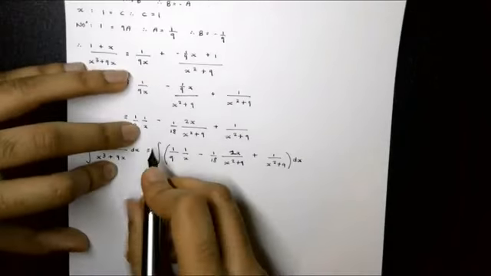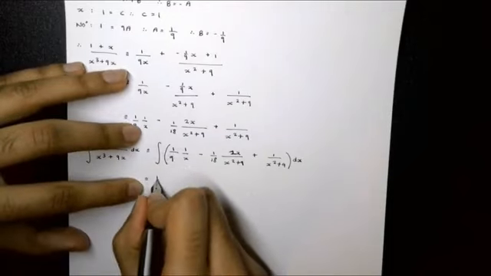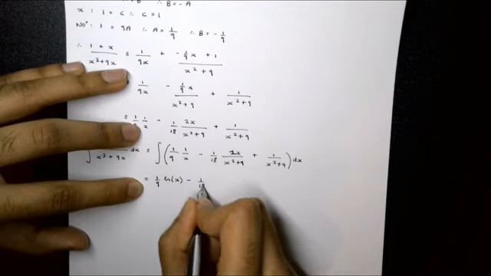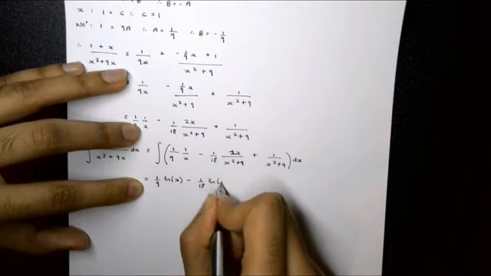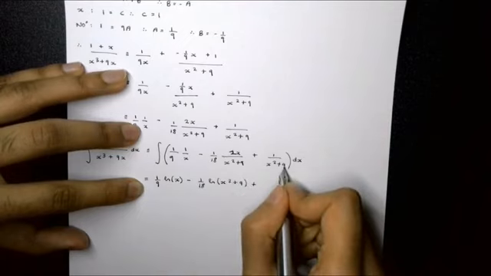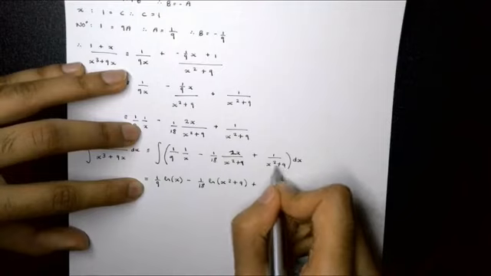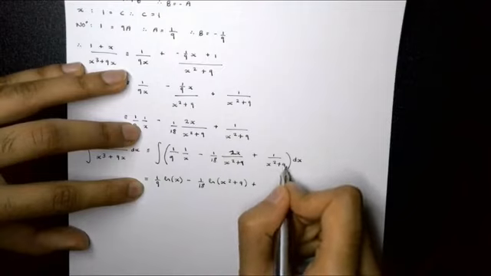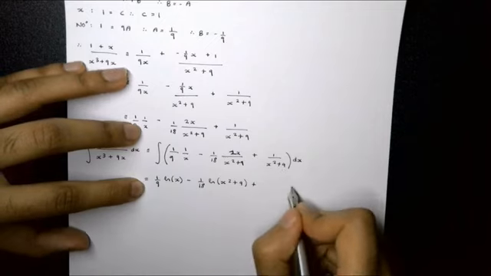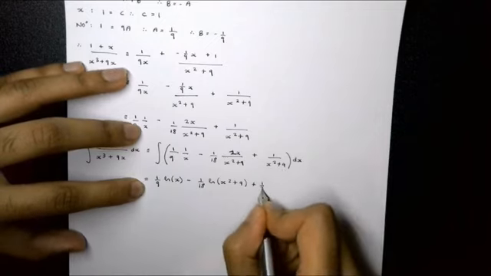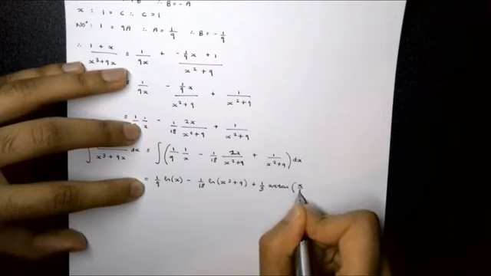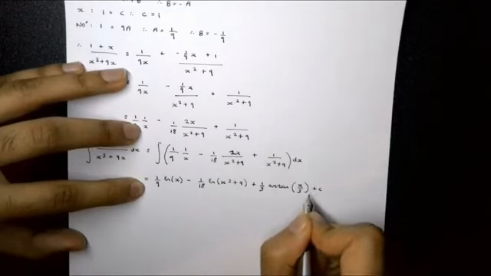So if we integrate each term, here we've got 1 over 9 times the natural log of x. Here we've got minus 1 over 18 times the natural log of x squared plus 9. And then here, recognizing that this is of the form 1 over x squared plus a squared, of course a squared is equal to 9, so therefore a is equal to 3. We have over here 1 over 3 times the arctan of x over 3. And don't forget your plus c.